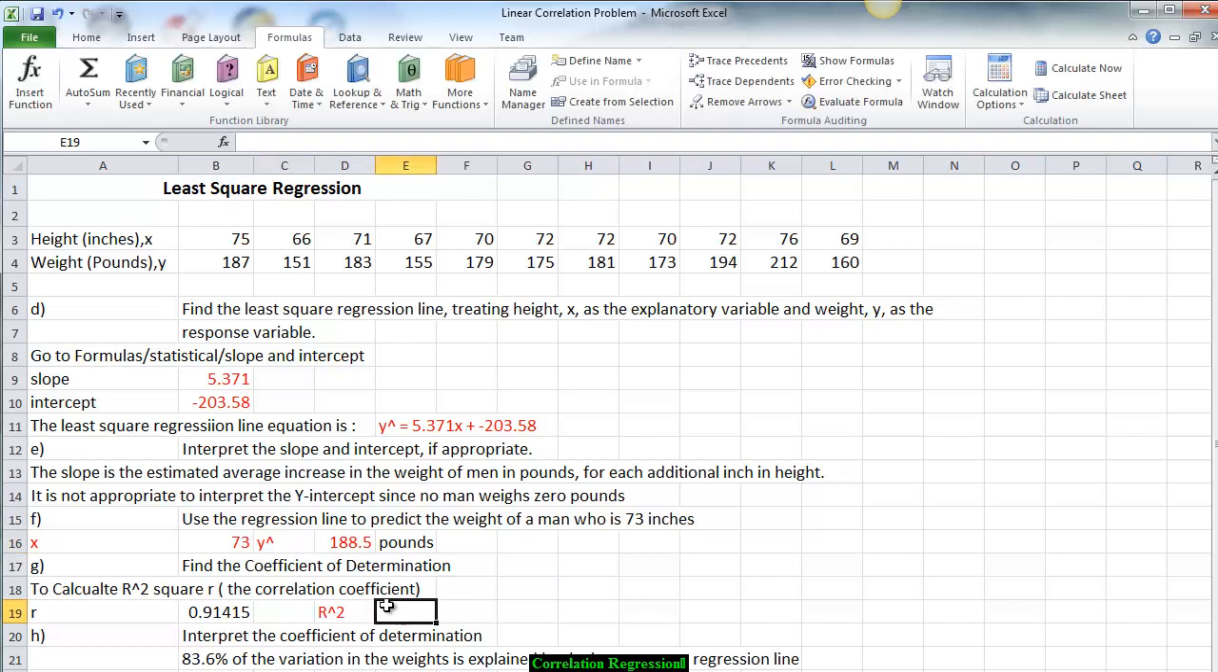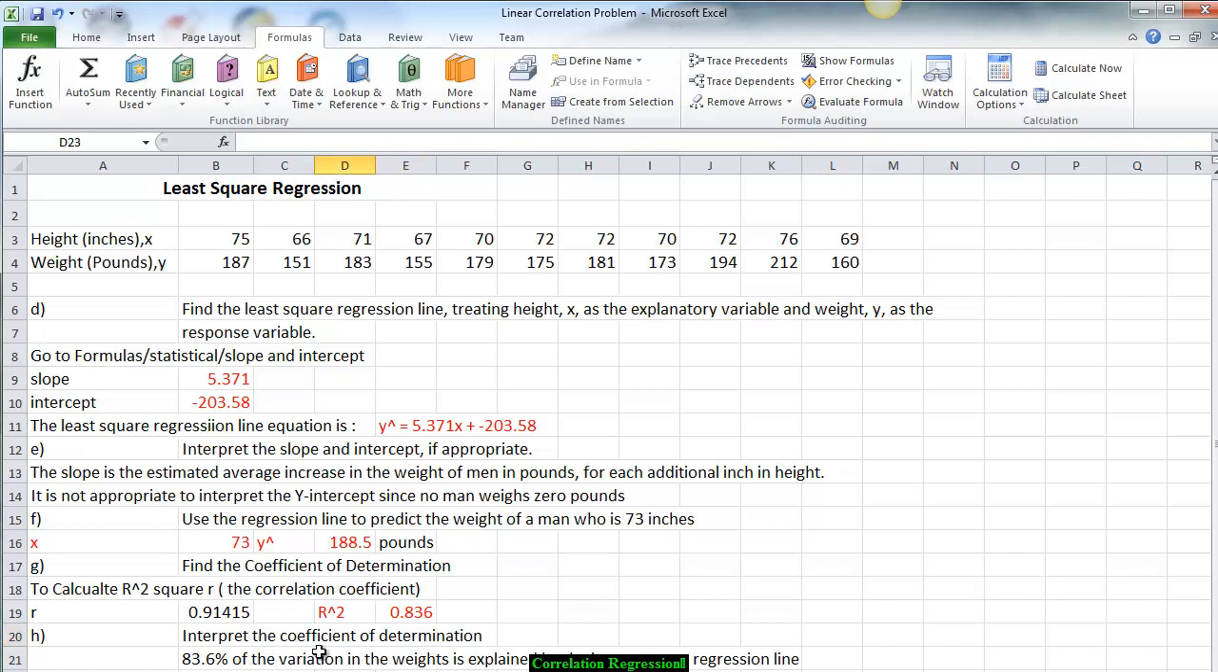Well, that gives us that information, but we want to calculate the r squared, which is the coefficient of determination. The coefficient of determination tells us what percent of the time the response variable is influenced by the predictor variable or the explanatory variable. In order to calculate the coefficient of determination, we take the r, the correlation coefficient, and we square it. So we put down equals the correlation coefficient, square that value, and that gives us 0.836.